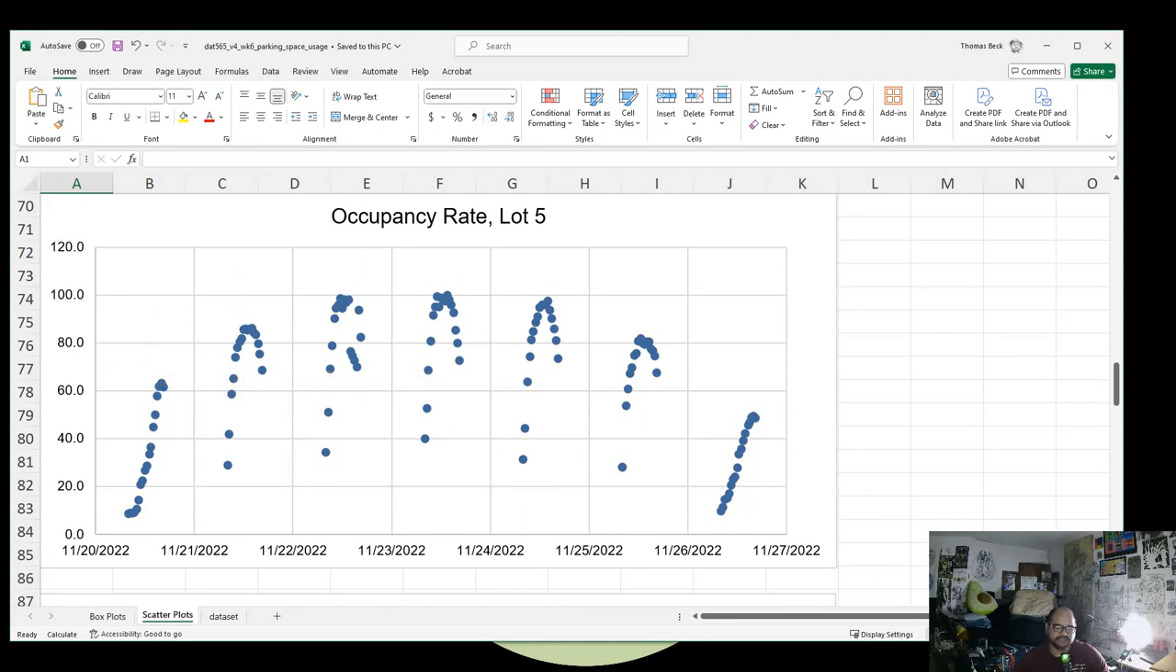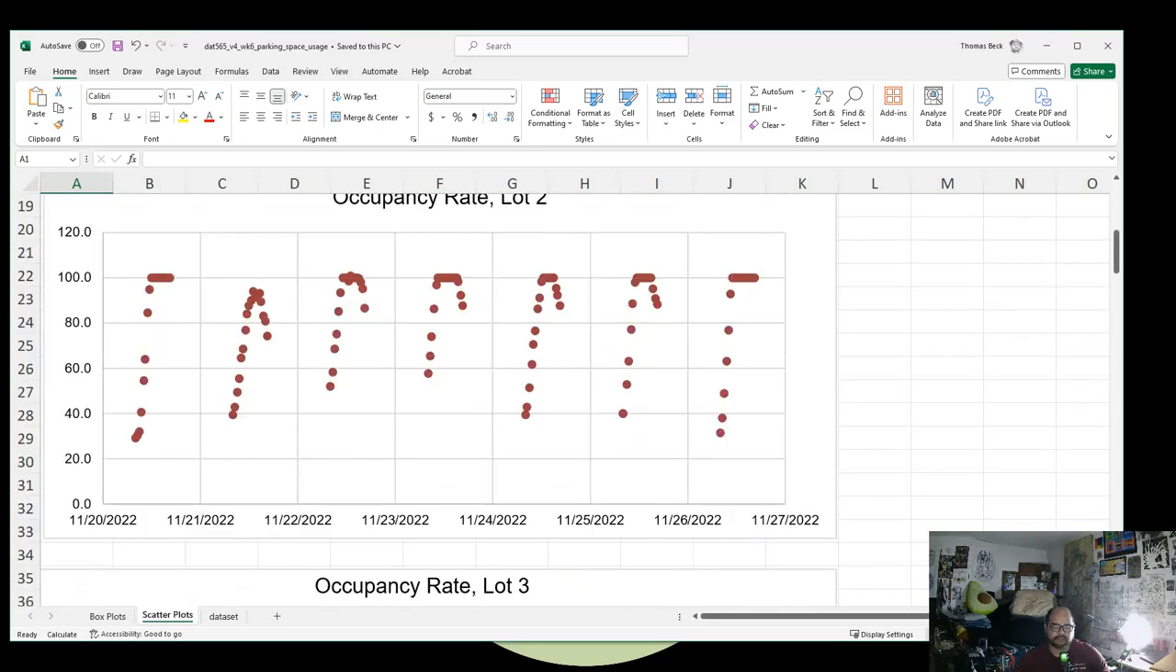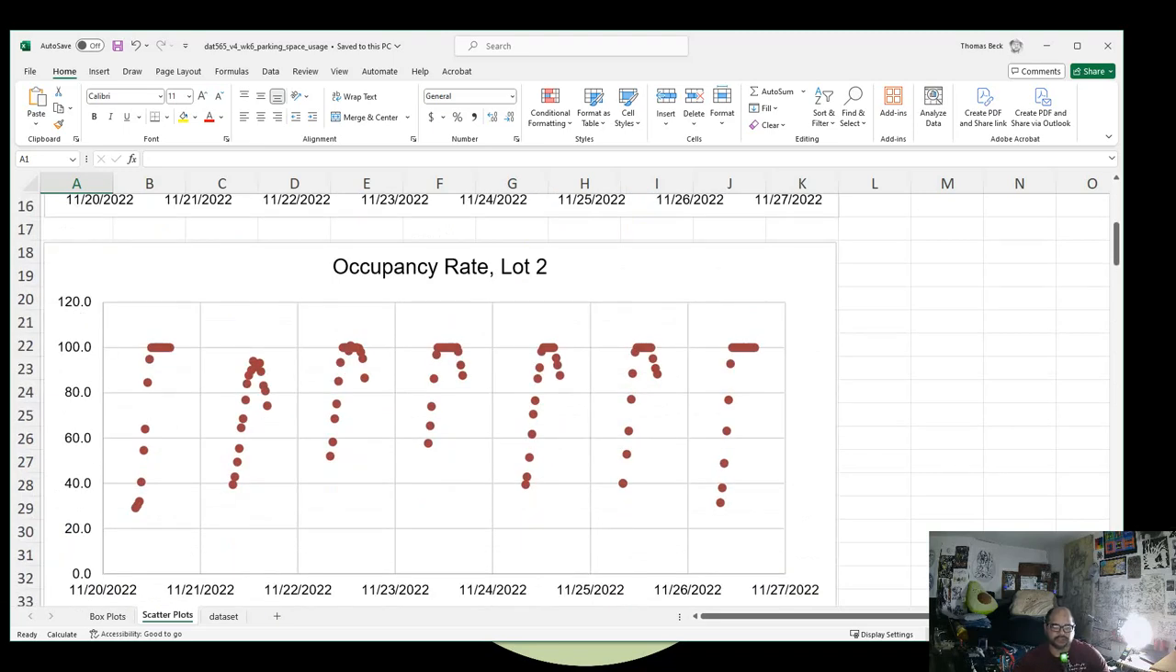And you can see about noontime is when it starts to really fill up. And even though this goes up to 120, obviously your maximum occupancy is 100%. So it's breaking down the percentage for each lot. If we remember Lot 2, it gets 100% occupancy a lot of times, even during the weekends. Lot 2, which is the one that gets filled up the most, hits 100% occupancy at noontime just about every single day.